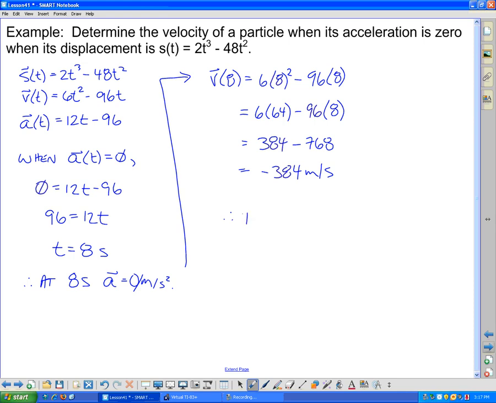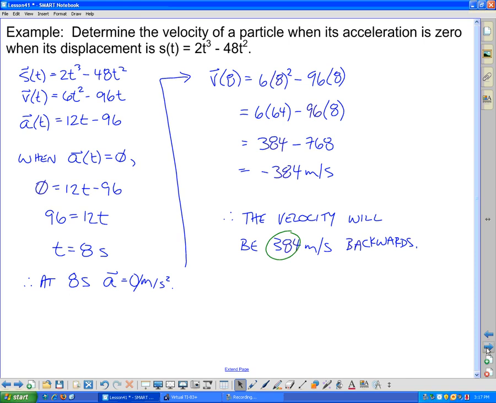So therefore, the velocity will be 384 meters per second backwards. So this is definitely a particle, because 384, you're talking about 1,200 kilometers an hour. So you're definitely talking about some particle that's been accelerated, actually not even close to the speed of light. So it is possible, I suppose, for that to go that fast.